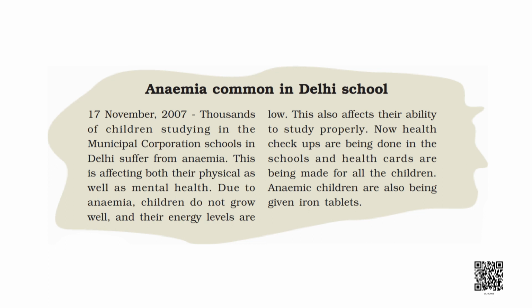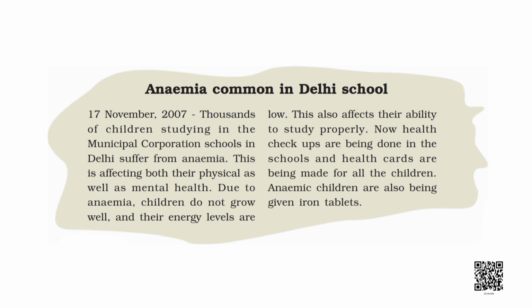Look at this news report, dear children. Anemia common in Delhi school. 17 November 2007. Thousands of children studying in the municipal corporation schools in Delhi suffer from anemia. This is affecting both their physical as well as mental health. Due to anemia, children do not grow well and their energy levels are low. This also affects their ability to study properly. Now, health checkups are being done in the school and health cards are being made for all the children. Anemic children are also being given iron tablets.